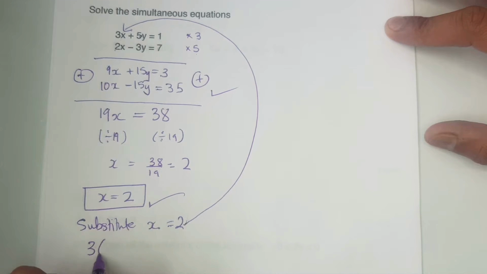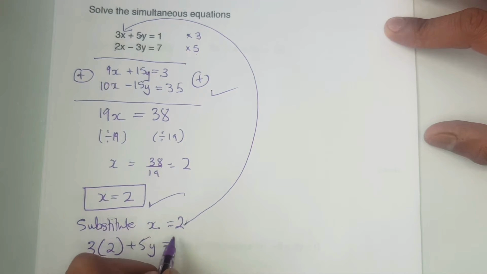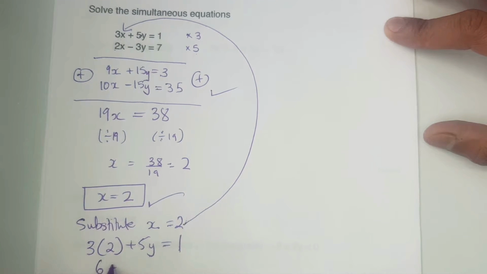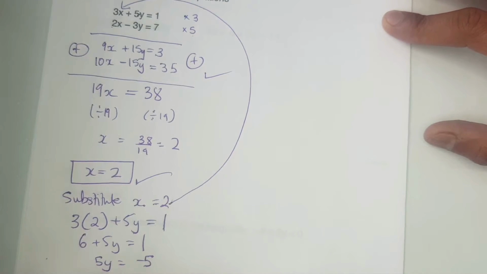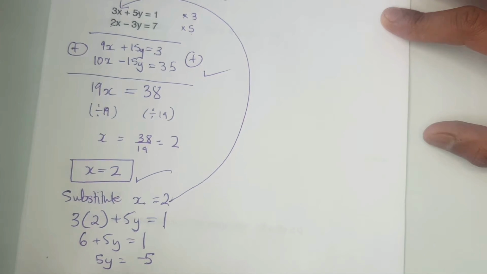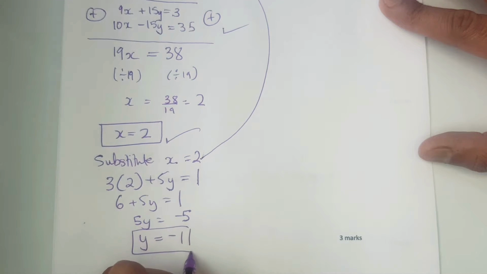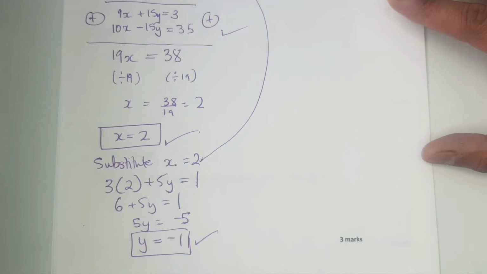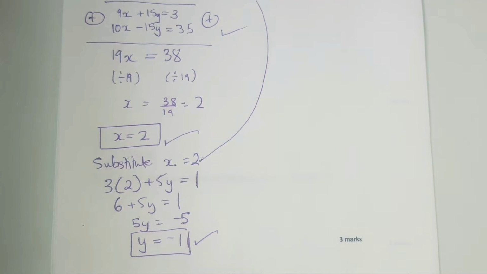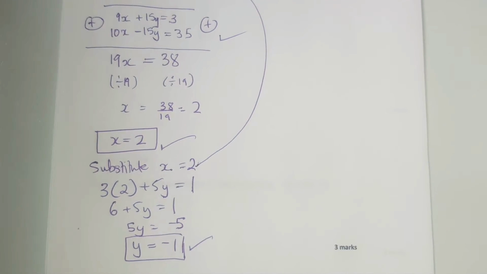So 3 times 2, because x is 2, plus 5y is equal to 1. 6 plus 5y equals 1. Take away 6 from both sides. 1 take away 6 is minus 5. And then divide both sides by 5. y is going to be equal to minus 1. And there's your third mark. Moving on.